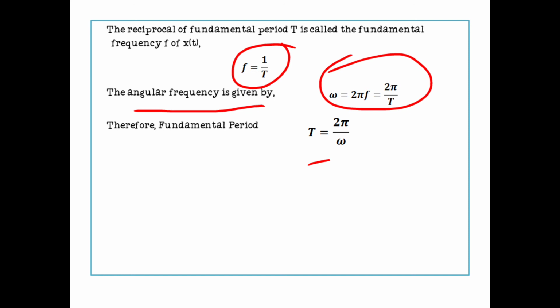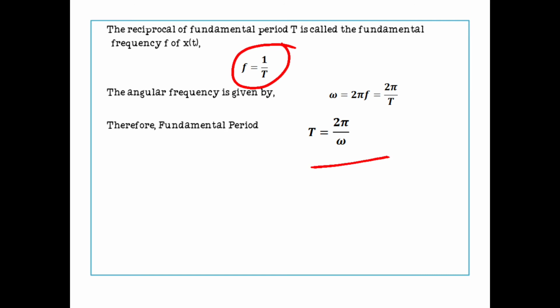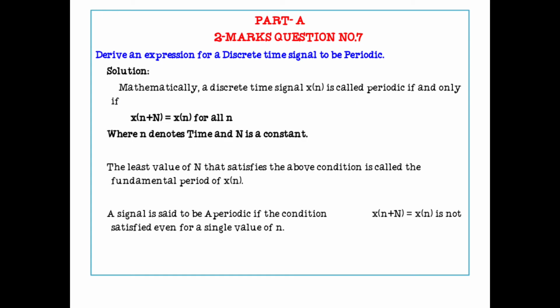From that expression we can write T is equal to 2 pi by omega. What is T? T is fundamental period. So fundamental period T is equal to 2 pi by omega. So the formula to calculate fundamental period is T is equal to 2 pi by angular frequency. So what is angular frequency? 2 pi f. In a similar way we can derive an expression for a discrete time signal to be periodic.